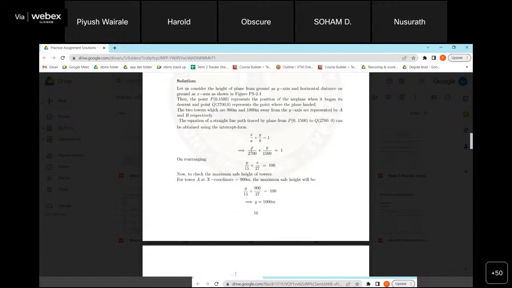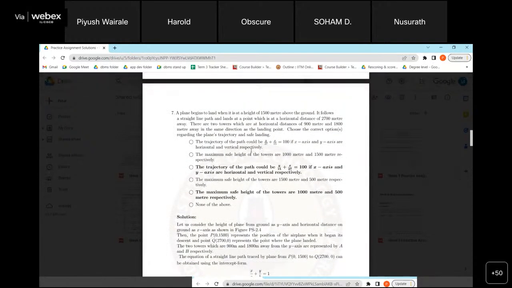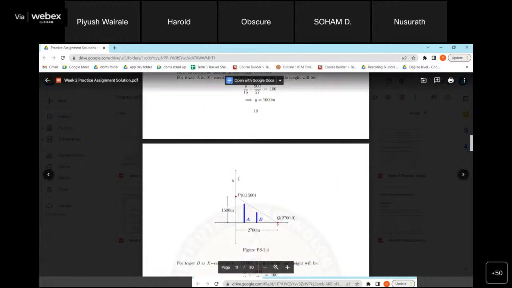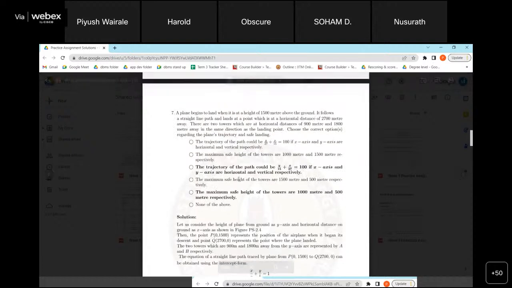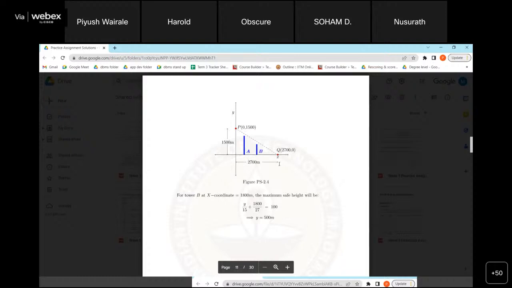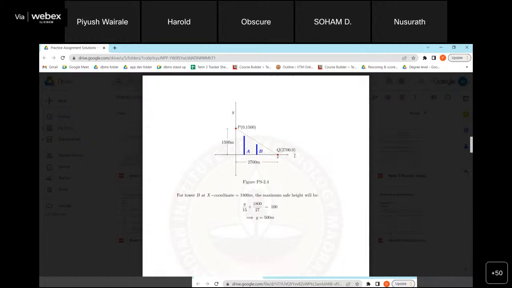So first visualize what is given to us. The plane begins to land when it is at a height of 1500 meters above the ground, right? It follows a straight line path and lands at a point which is a horizontal distance of 2700 meters away. So these 2 points we have, right? They are (0, 1500) and (2700, 0).